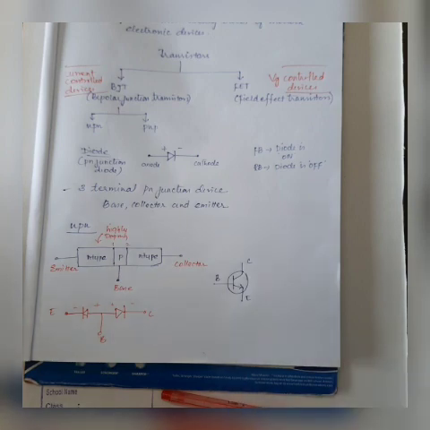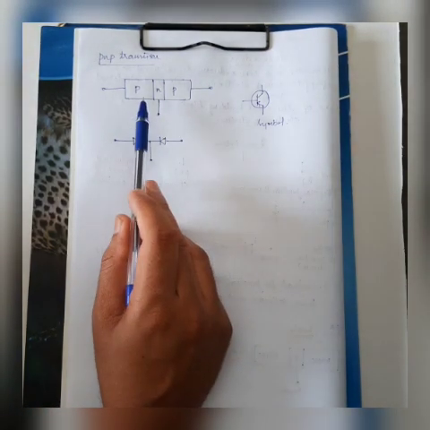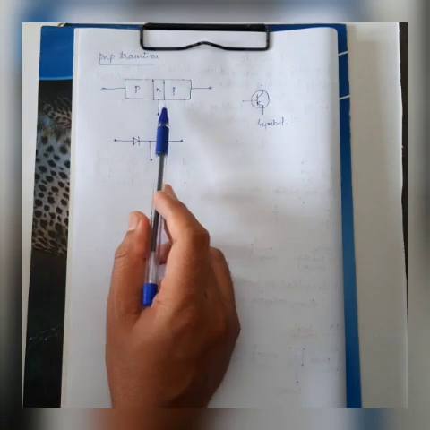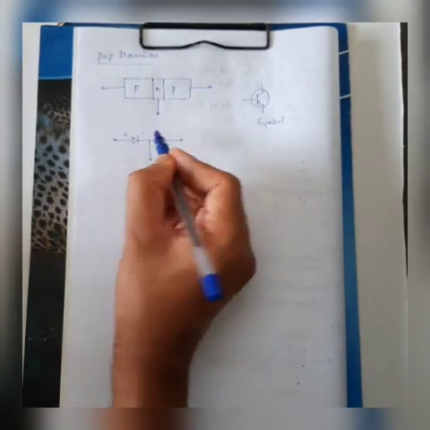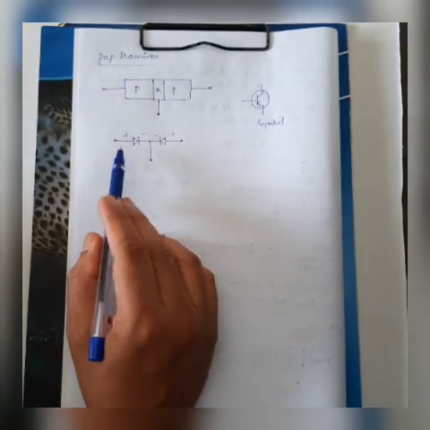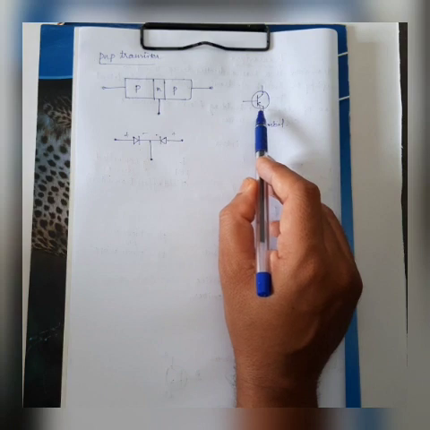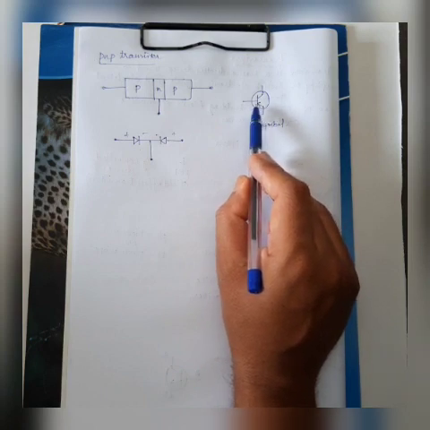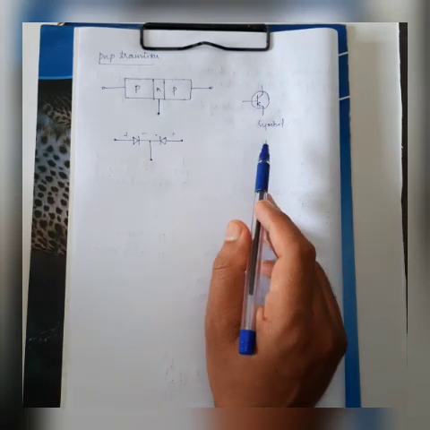Similarly, we will see the PNP transistor also. This is how PNP transistors are. Two P-type materials sandwiched in between N, with diodes connected. You can see this is positive, negative, negative, positive. Three terminals are there, and this is the symbol. You can see in the PNP transistor the arrow is inward. In the NPN we have seen that it is outward.